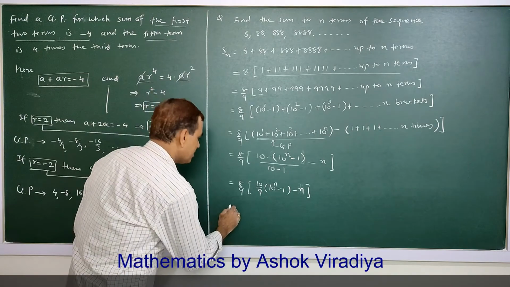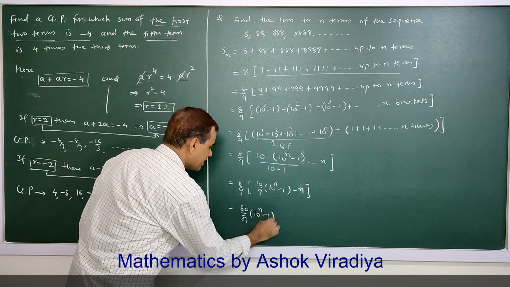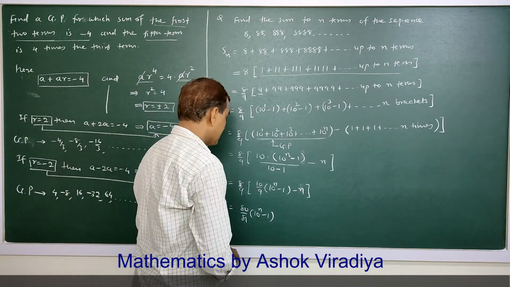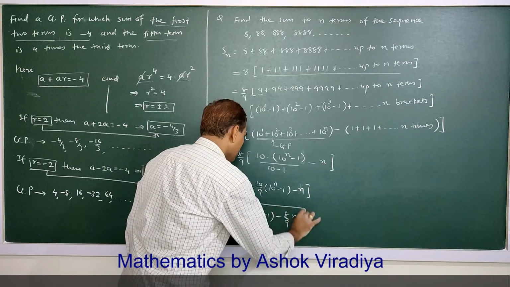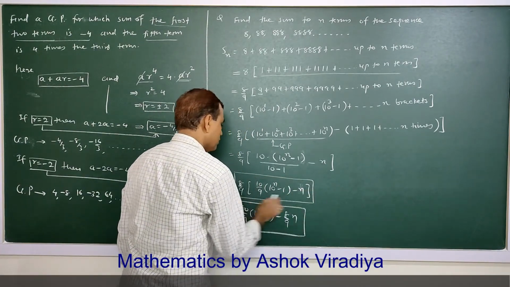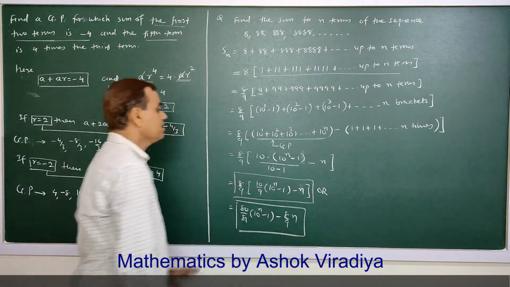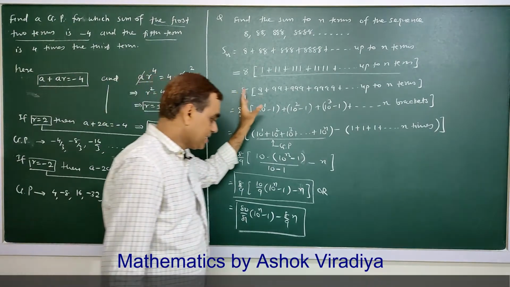So this is 80 by 81 into 10 raised to n minus 1 minus 8 by 9 into n. You can put the answer in this form. This is also allowed. So this is the required sum of n terms of the given sequence.